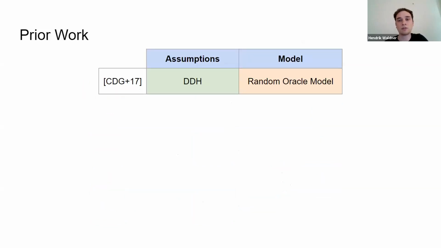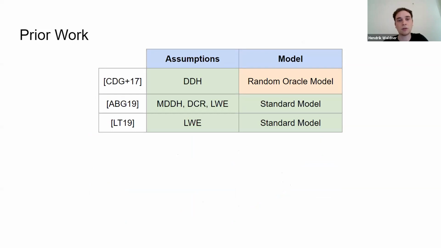The first time that a construction for this primitive was proposed was by Chotard et al. in 2017. They present a construction based on DDH in the random oracle model. And then there are two follow-up works from 2019. The first one by Abdalla et al. They present a black box compiler that takes a single input functional encryption scheme and lifts it into the multi-client setting by assuming PRFs. Their construction is in the standard model, and since their underlying single input schemes can be instantiated using MDDH, DCR, or LWE, these are the assumptions that they need.